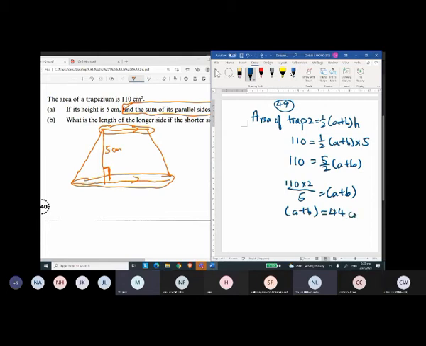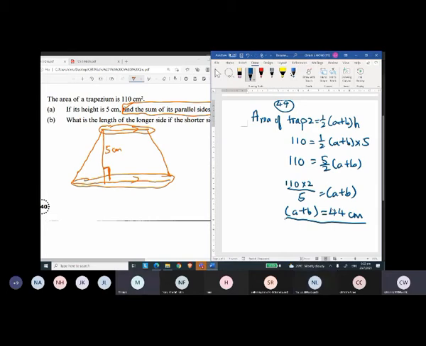Times 2. Confirm for me, please. 44, right? So the first answer is the sum. The sum of the two sides is A plus B. So you don't need to do anything. 44 plus 44? No, just 44 only.